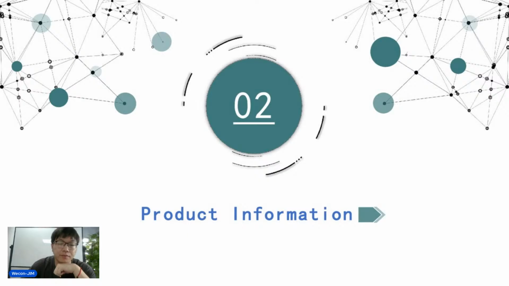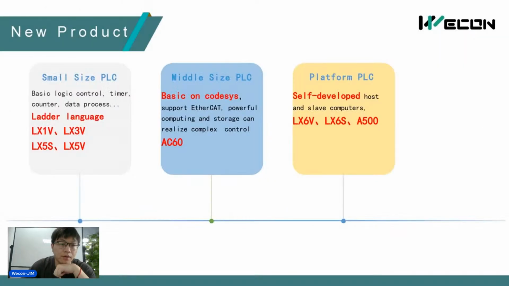First part, I will introduce some information about our PLC. As you can see in this picture, these are the three different types of PLC: small size PLC, middle size PLC, and platform PLC. For small size PLC, we have, for example, the LX1 series, 3 series, and 5 series. This PLC can realize basic logic control, timer, counter, data pulse, and so on. For the programming language, small size PLC can only support ladder language, LD.